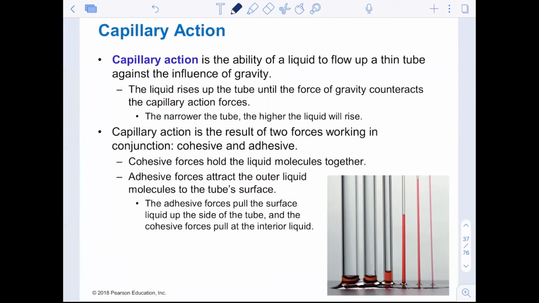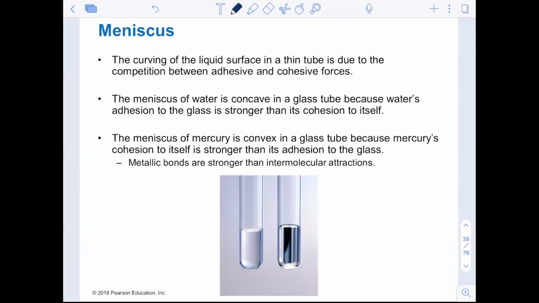You can think of pouring water into a cup versus finding a graduated cylinder in your house if you got one of those, or just a smaller cylindrical holder, a smaller cylindrical cup, if you will, and noticing the differences. The adhesive forces are what pulls the surface liquid up the sides of the tube, and the cohesive forces pull them back to the middle of the liquid. And it's the balance between these two that creates a meniscus.